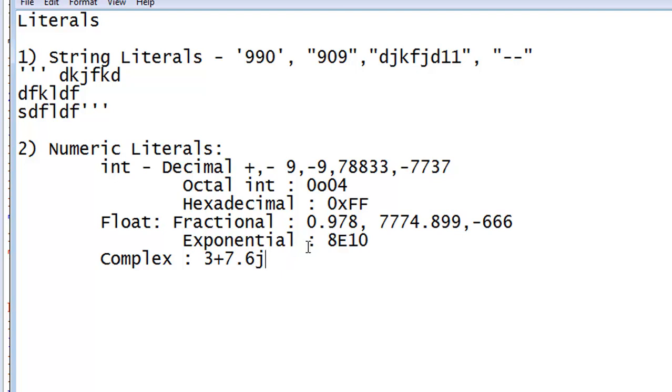Okay, and the third type of literal is Boolean literal, and it has only True or False value. Okay, and the fourth and special one is None, which signifies emptiness. It is neither 0 nor False nor space. Okay, so this concludes our discussion on the topic of literals.